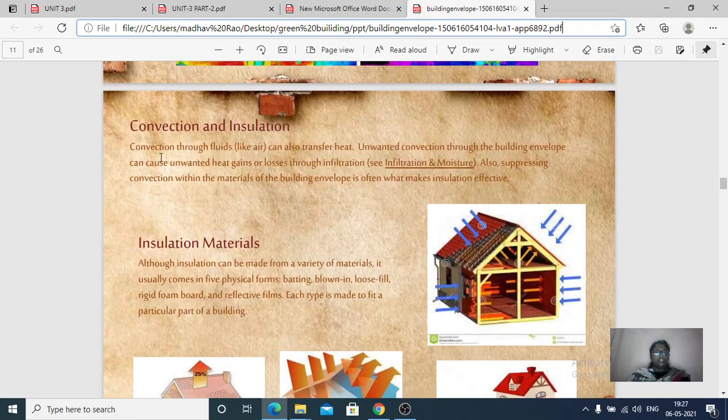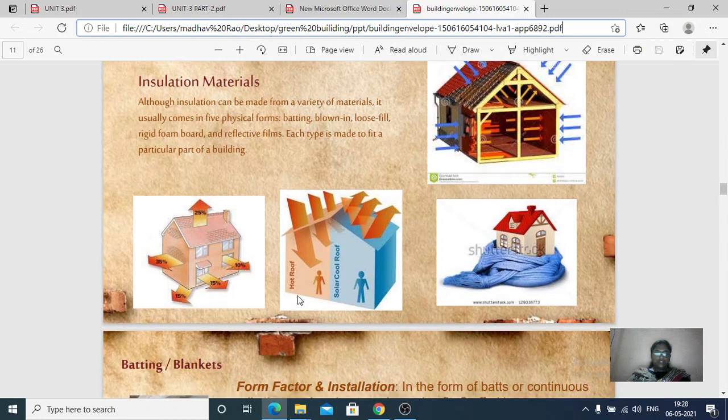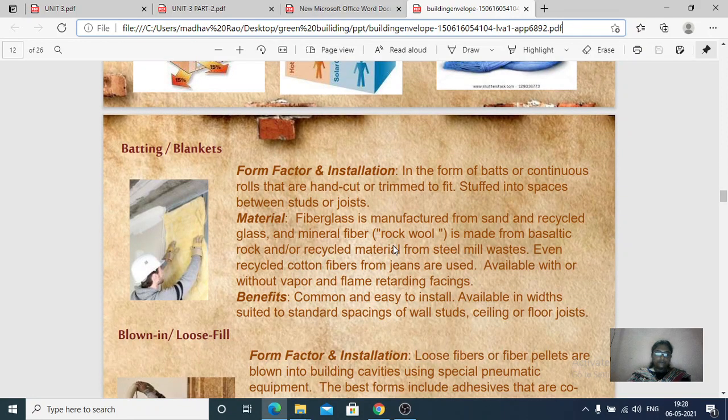So right here the convection and insulation, here you can see the wooden blocks, where they are doing the thermal insulation. So right, hot roof, solar, cooled roof, here you can see.